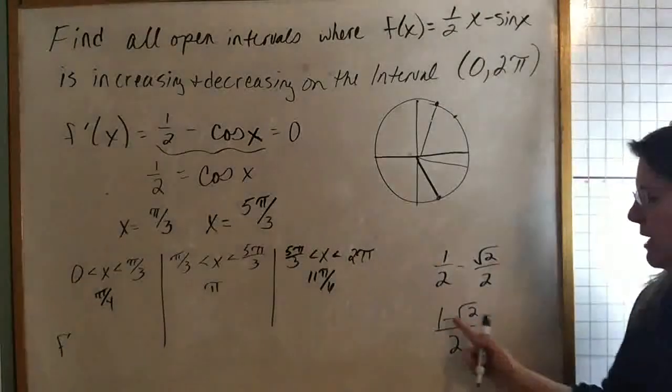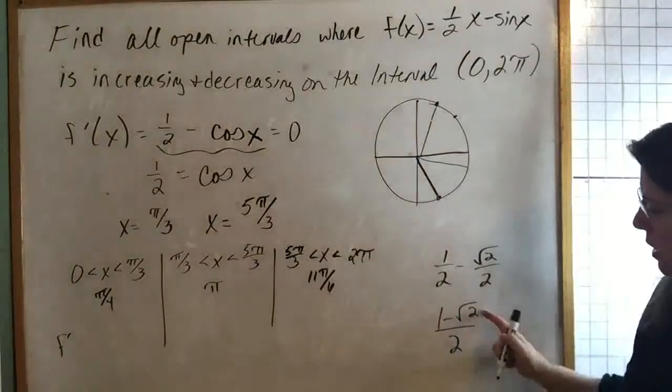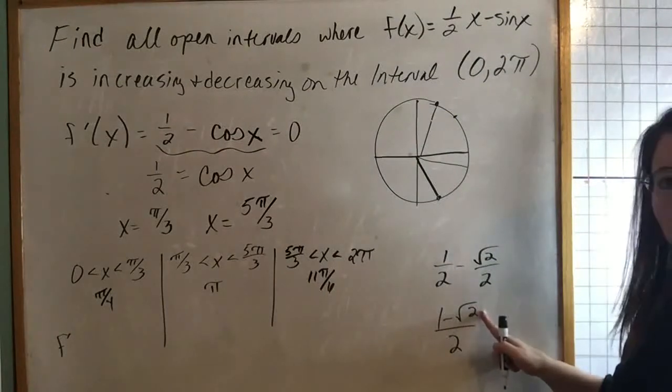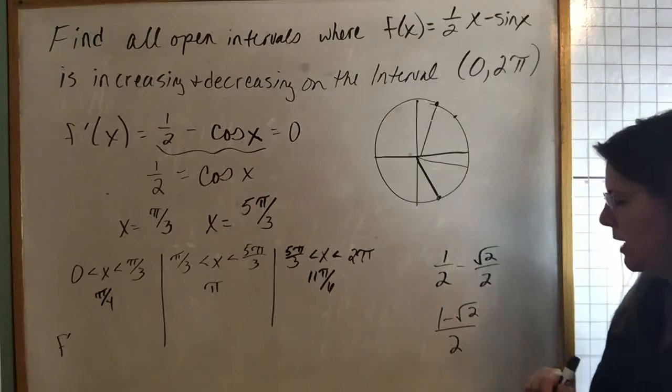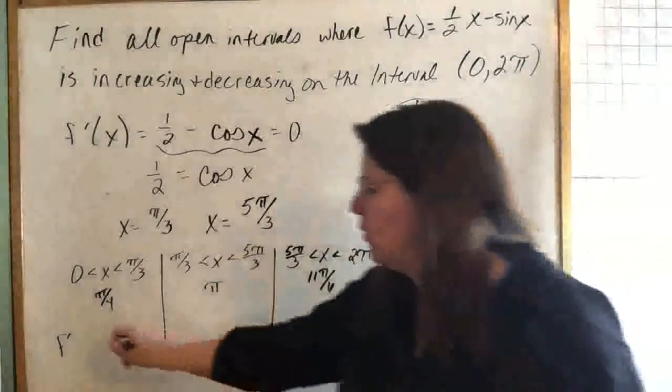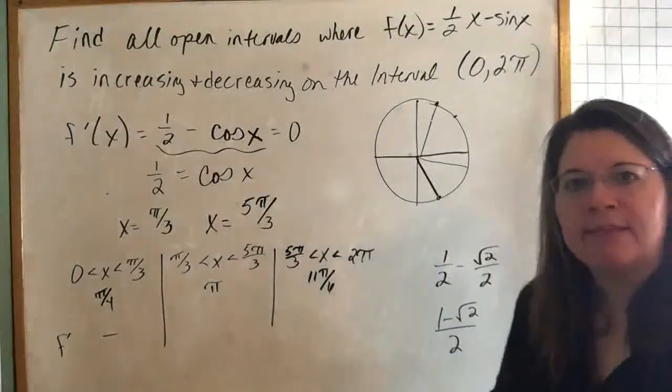So we need to determine, is the top positive or negative? Well, square root of 2 is 1.414, and it keeps going. So 1 minus 1.414 is a negative. So all we need is to know that that's a negative number.